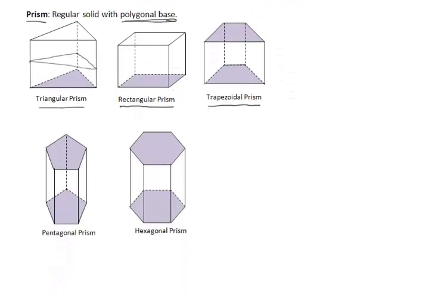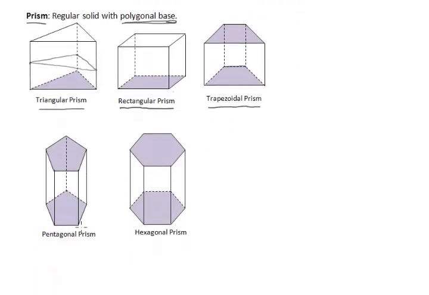Similarly, we can use higher order polygons as the base. For example, here this prism has 1, 2, 3, 4, 5 sides. So this base is a pentagon, a five-armed polygon, and it's a regular solid because throughout the whole height, it always maintains this pentagonal cross-section. So once a prism has a pentagon base, it is called a pentagonal prism.